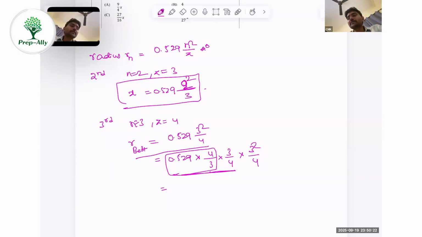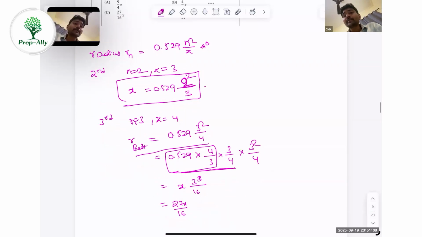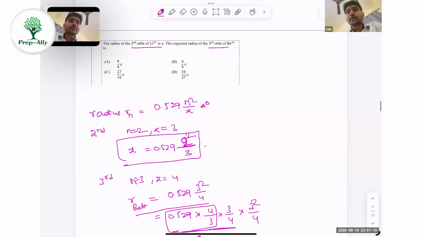Sorry, actually the pen is having some problem. 0.529 into 4 by 3 means I am just writing x. This value is 3 cubed by 4 into 4, 16 means 27x by 16. So the radius of beryllium, sorry, is 27x by 16. So your answer should be C.